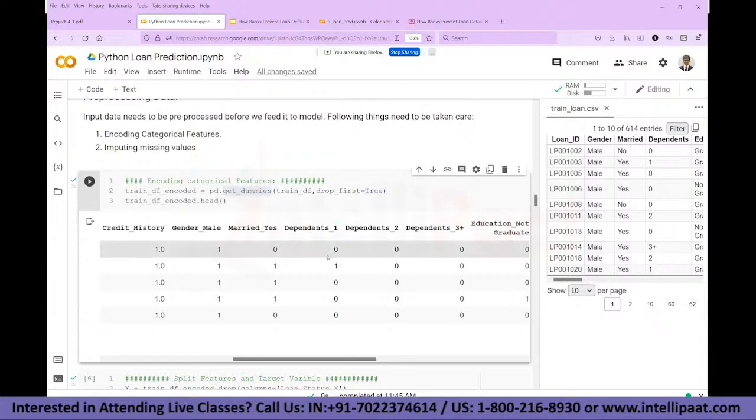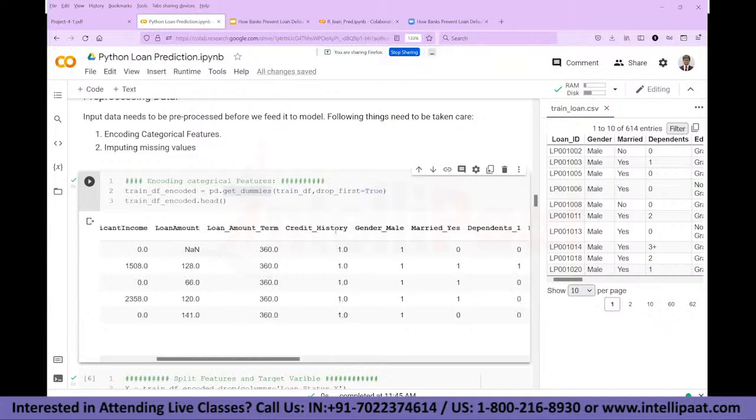It creates a column for every category. If there's a category called dependents, with number of dependents equal to 1, 2, or 3 plus, it will create a column out of each. That category becomes a column or attribute, and that attribute can be 1, 0, 1, 0, anything. That is how get_dummies works. That is one way of doing things, but not the only way. Other ways include one-hot encoding, label encoding, or using PCA and such.